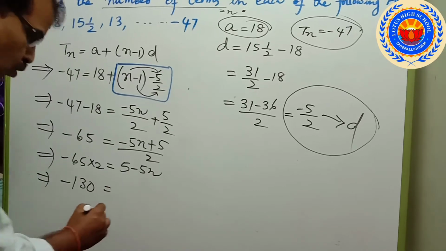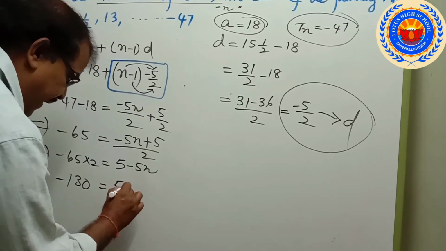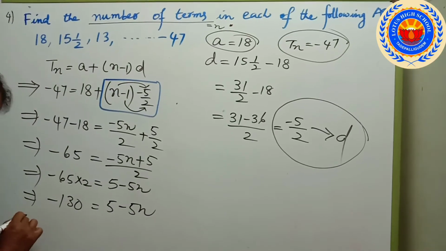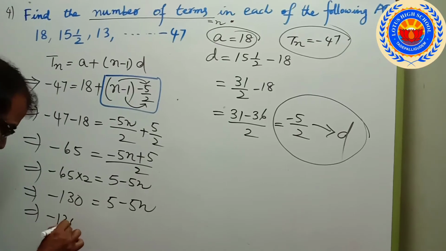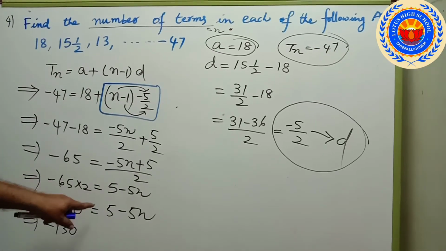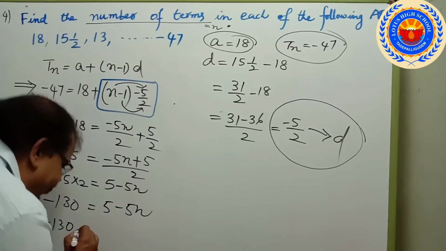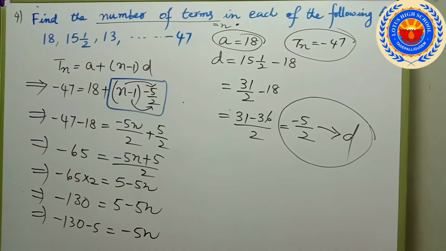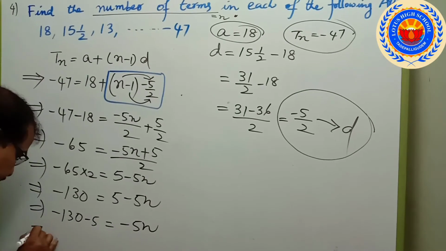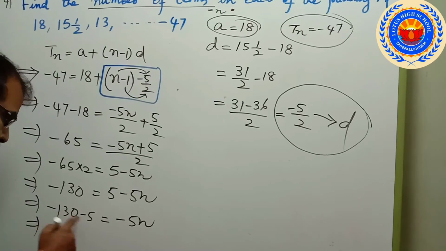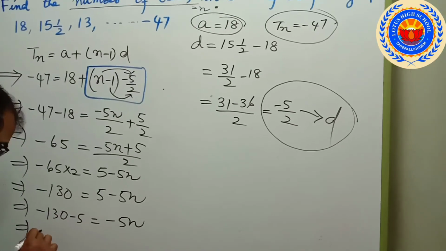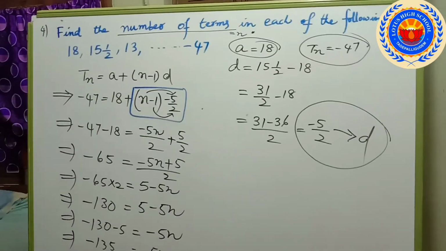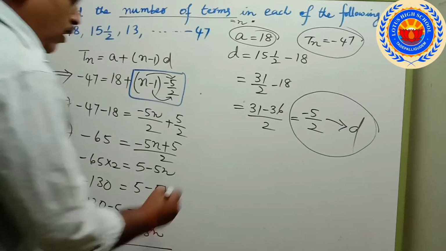So that implies minus 130 is equal to 5 minus 5n. Minus 130, this plus 5 will be transposed from RHS to LHS. That will be minus 130 minus 5, minus 135, is equal to minus 5n.